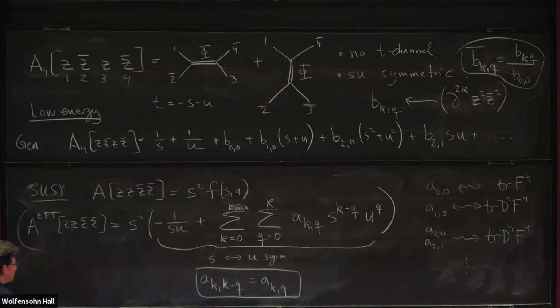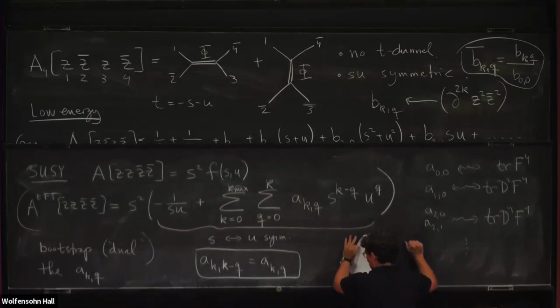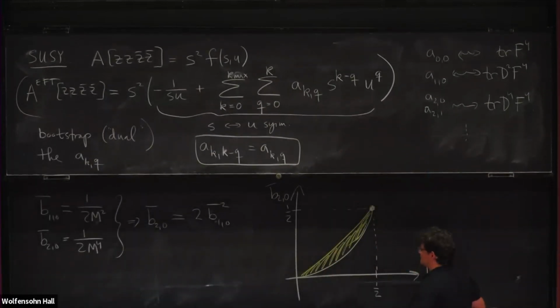Okay. Now, the goal will be to bootstrap in the dual sense these coefficients A, K, Q to try to find bounds on this higher derivative expansion, assuming as little as possible low energy information. Now we can already do something based on the example that we had before with a massive scalar. And I think, is that what's hiding underneath here? It's exactly what is hiding underneath here.